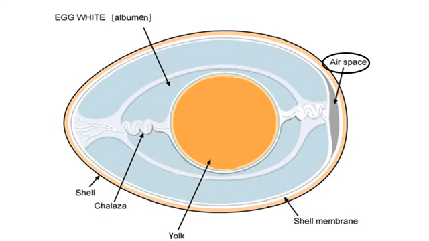The air space in the large end of the egg is formed after the egg has been laid. The body temperature of a chicken is 107 degrees Fahrenheit, and when the egg is laid, it immediately starts to cool. As the egg cools, the contents contract and the inner and outer shell membranes separate at the large end of the egg. The fresher an egg is, the smaller the airspace is. As an egg gets older, the airspace increases.